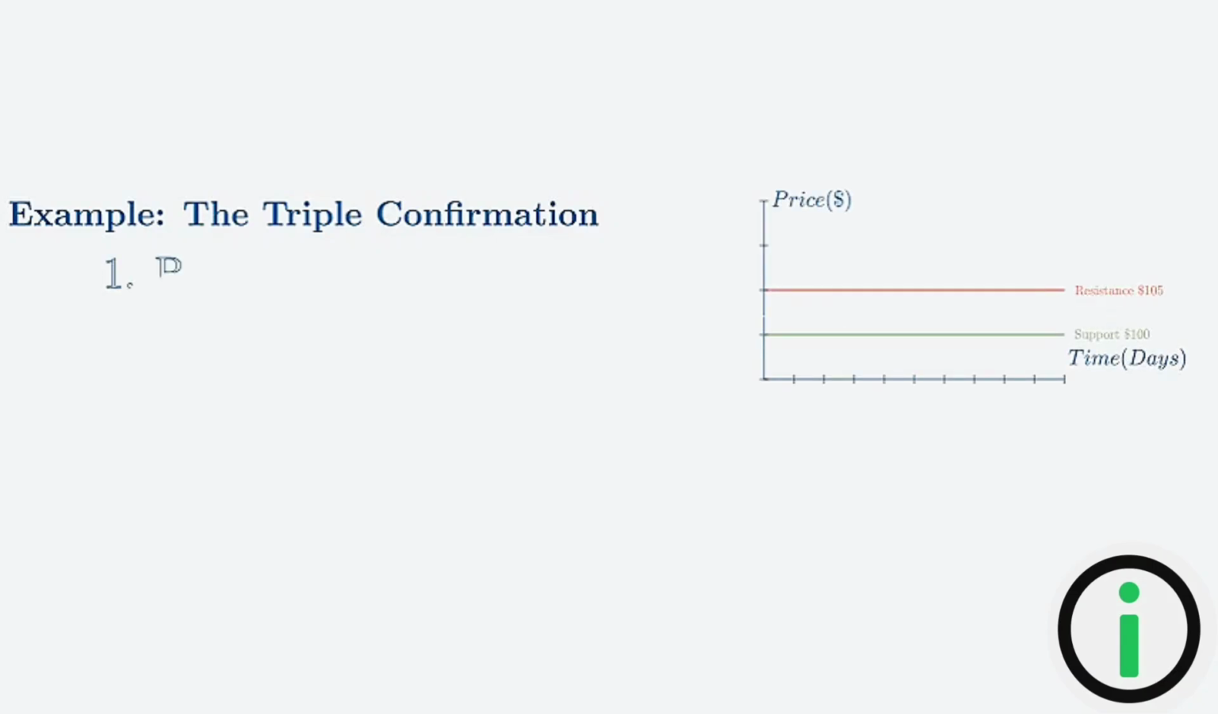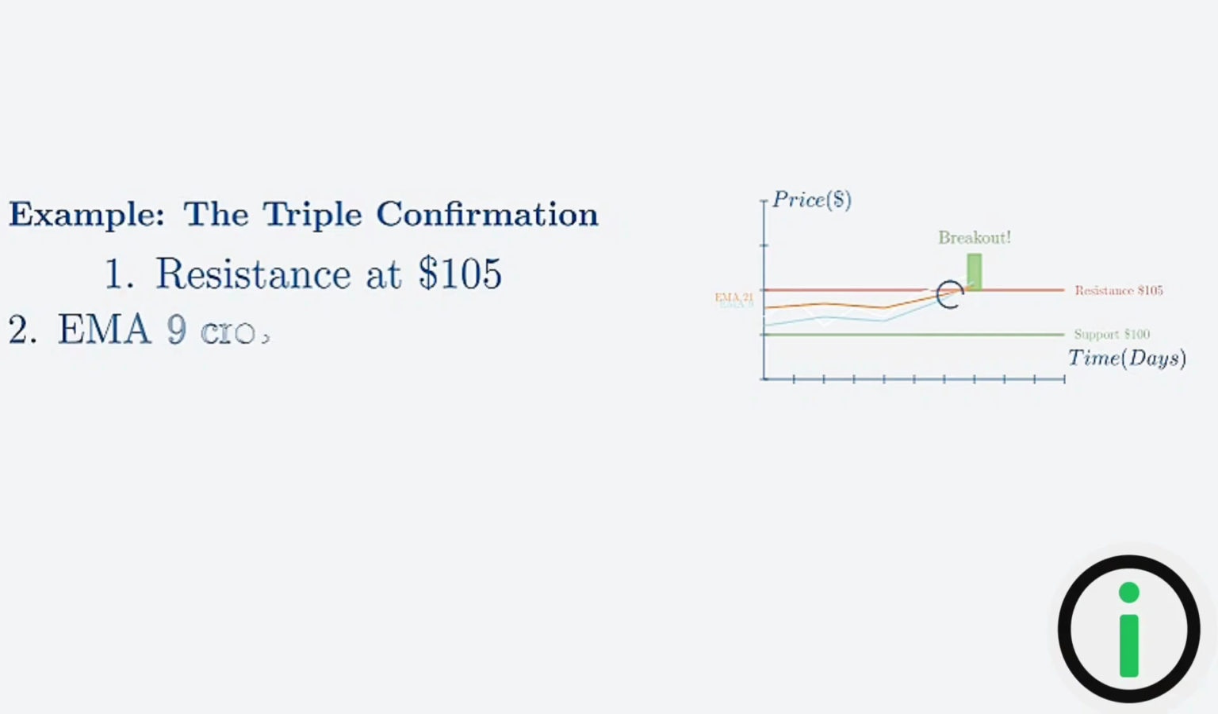Now that we have the tools, let's walk through a real-world example of how to combine them. Imagine we are watching a stock that has been stuck between $100 and $105 for several days. First, we see the price break above the $105 resistance level. This is our breakout. Next, we look at our EMAs. The 9-period line crosses above the 21-period line right as the breakout happens. This confirms the momentum is shifting upward.